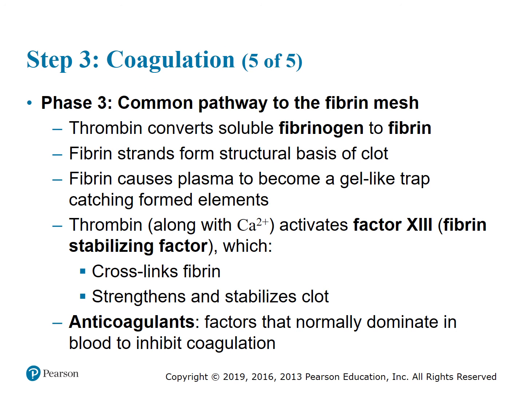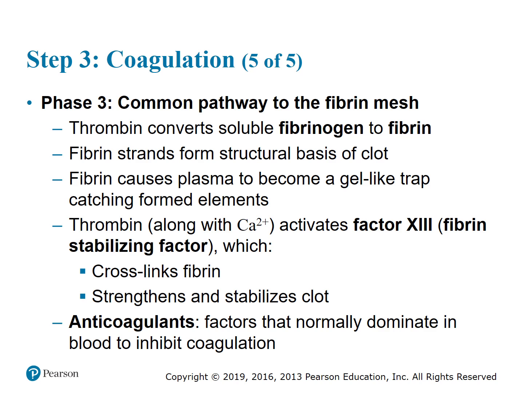Phase 3 is the common pathway to the fibrin mesh. Thrombin converts soluble fibrinogen to fibrin. Fibrin strands form the structural basis of a clot. Fibrin causes the plasma to become a gel-like trap, catching formed elements.